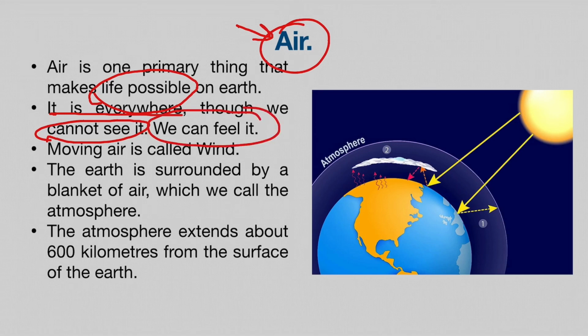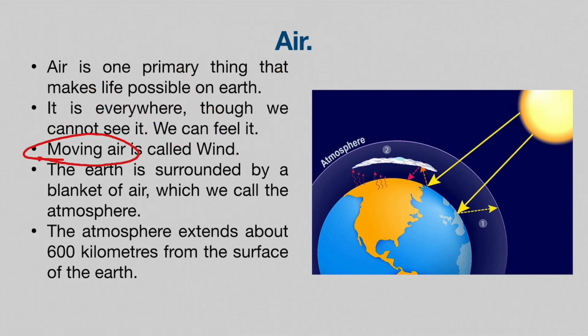These days, since the temperature is very high and it is very hot, every time you turn on the fan, the wind pressure that you feel in your body, that is the movement of air, right? So, even though we cannot see air, we can feel it. The moving of air is called wind. After that, the fourth point that we have is the earth is surrounded by a blanket of air which we call the atmosphere. Okay, atmosphere means what?